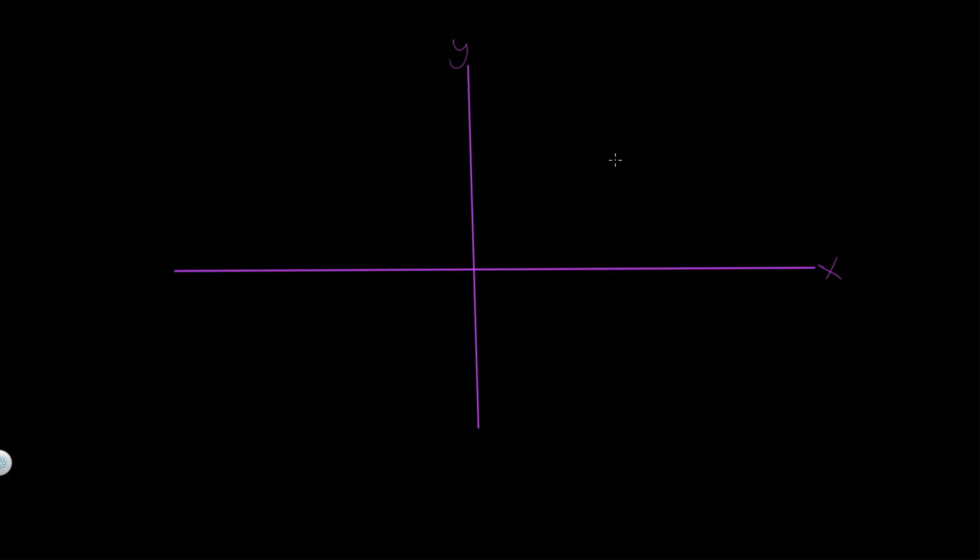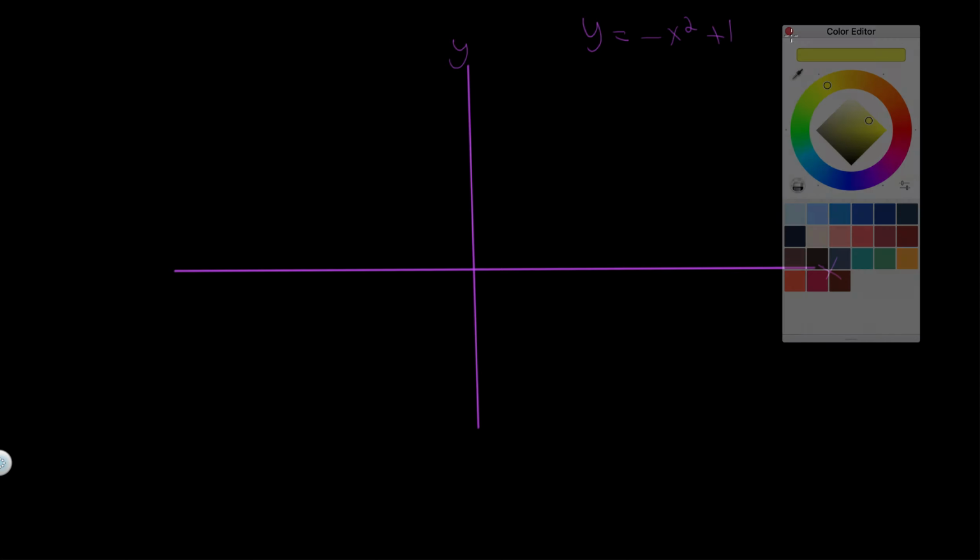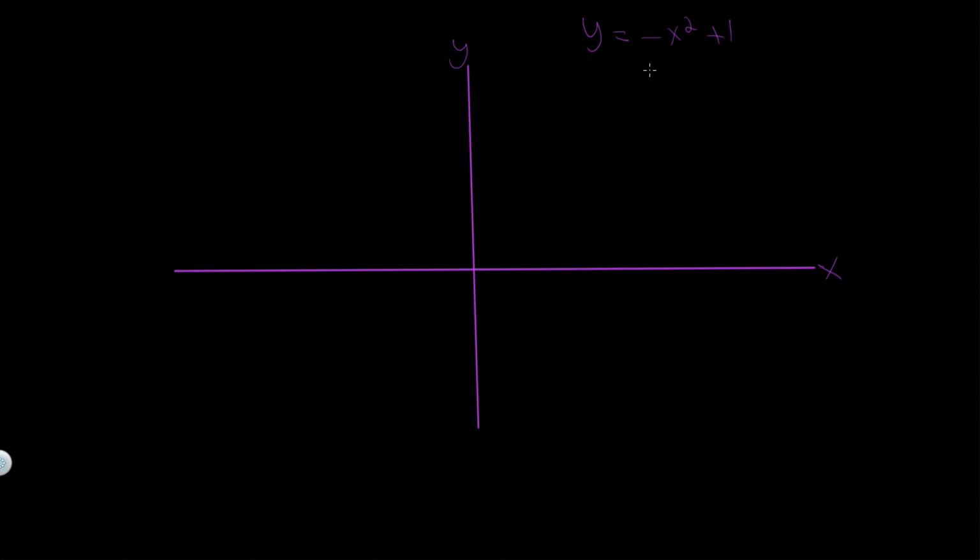And okay, let's see. For this parabola, we'll define it as y is equal to negative x squared plus 1. And then we're going to do the same thing. We're going to find the max, in this case. Actually, here, let's draw it out first.